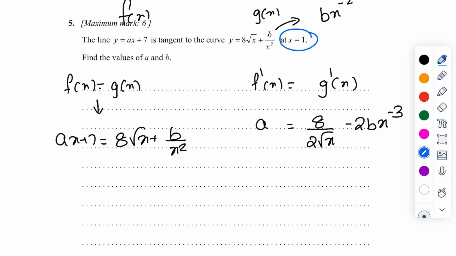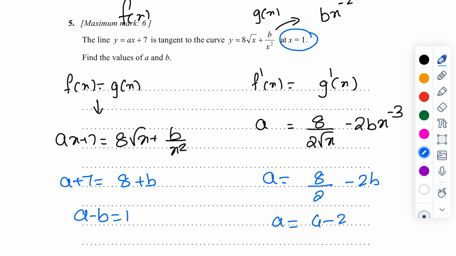But what has been given? x equals 1. Plug in x equals 1. a plus 7 equals 8 plus b. So what does that become? a minus b equals 1. Over here, a equals 8 upon 2 minus 2b because x is 1. So a equals 4 minus 2b. So a plus 2b equals 4.